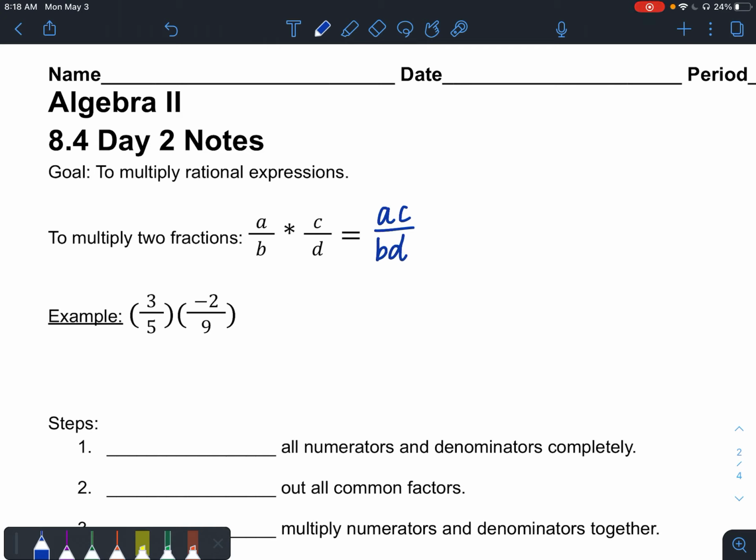Okay, here's our first example. I'm going to go ahead and simplify first. So this 3 and this 9, 3 divided by 9 is 3. I'm left with a 1 here, and then I can multiply straight across. So 1 times -2, and then 5 times 3 gives me -2 over 15.